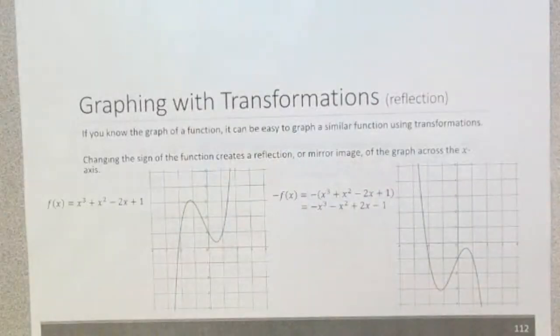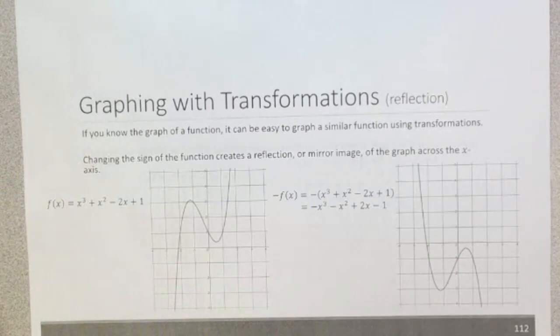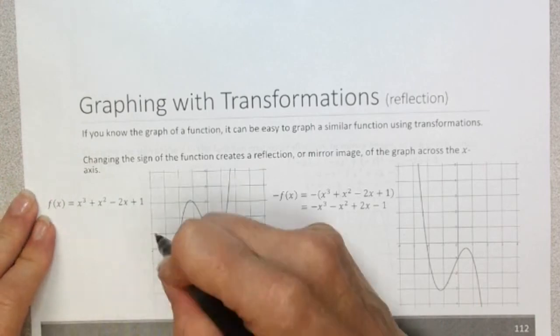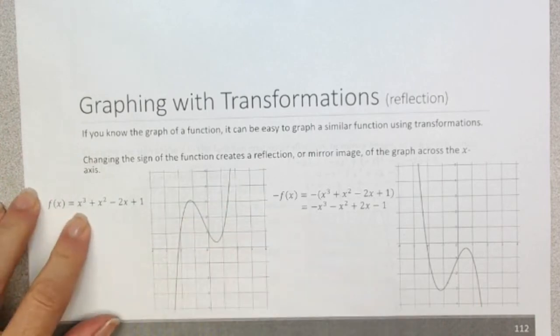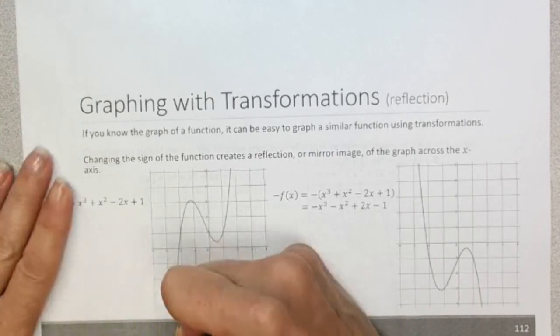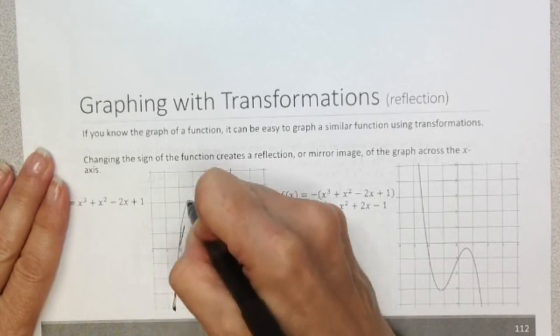All right. So we can shift vertically, we can shift horizontally. We can also reflect a graph. If we have a function, and here's a more complex function, here we have the graph of f of x equals x cubed plus x squared minus 2x plus 1. That's a cubic function, right? And it looks like this.